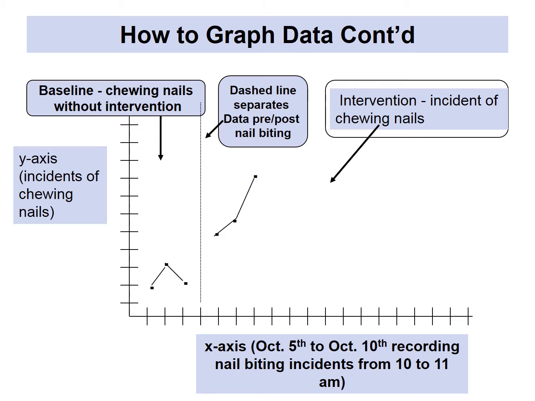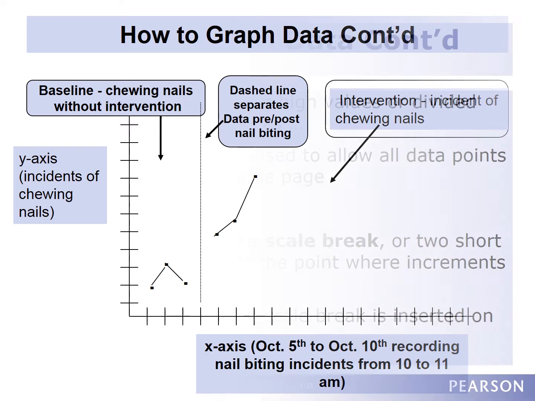Y-axis, incidence of chewing nails. X-axis, October 5th to October 10th, recording nail biting incidents from 10 to 11 a.m. Baseline, chewing nails without intervention. Dashed line separates data pre- and post-intervention. Intervention, incidence of chewing nails.